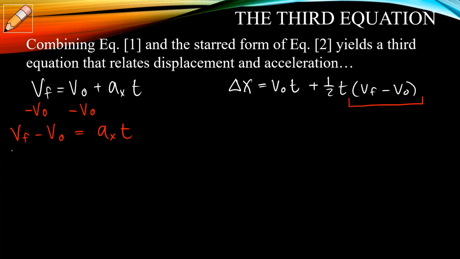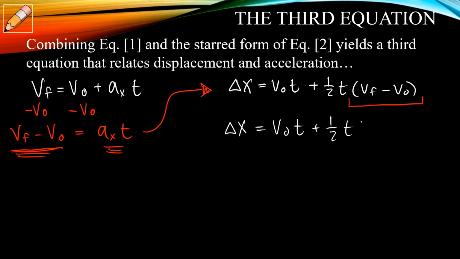And so now this final velocity minus the initial velocity is equal to the acceleration times time, and that's the same thing that I have here. So I'm going to do a substitution: instead of having to deal with that final velocity minus the initial velocity term, I'm going to substitute in the acceleration times time, because those are equal. Those things are the same, so I'm just going to substitute that in.